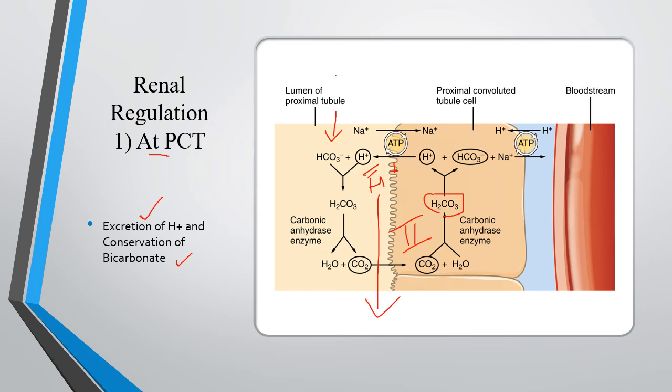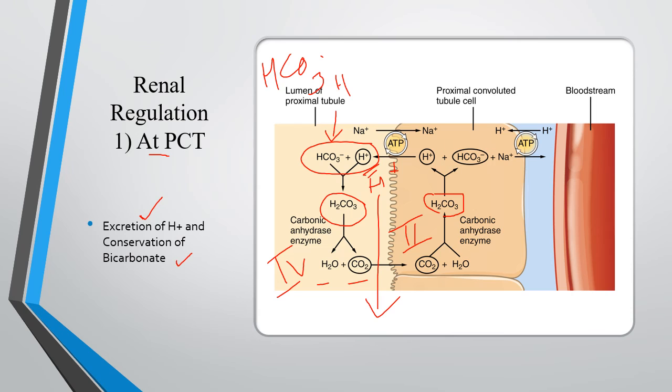now bicarbonate. HCO3 is filtered from the glomerulus into the lumen of the proximal convoluted tubule. It is present in the filtrate. So this bicarbonate in the filtrate combines with H plus, which is also secreted in the lumen. This combines with this H plus to form H2CO3, and this H2CO3 dissociates by carbonic anhydrase enzyme. This is type 4 carbonic anhydrase, to form H2O and CO2.